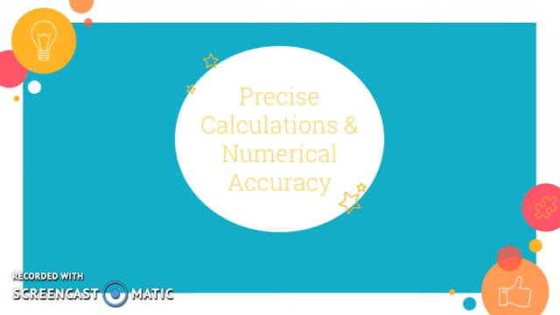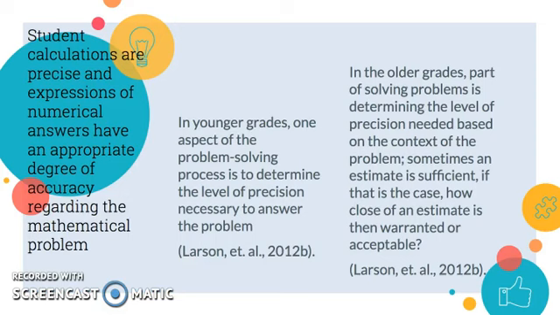Precise calculations and numerical accuracy. Student calculations are precise, and expressions of numerical answers have an appropriate degree of accuracy regarding the mathematical problem. So in the younger grades, one aspect of the problem-solving process is to determine the level of precision necessary to answer the problem. While in the older grades, part of problem-solving is to determine the level of precision needed based on the context of the problem. So sometimes an estimate will be sufficient. If that is the case, how close of an estimate is then warranted or acceptable?